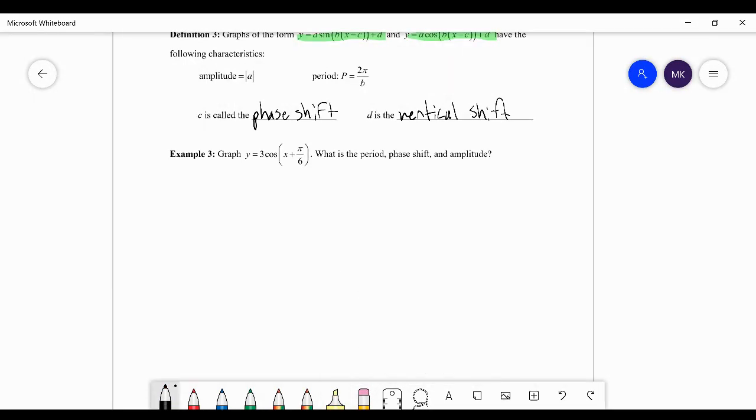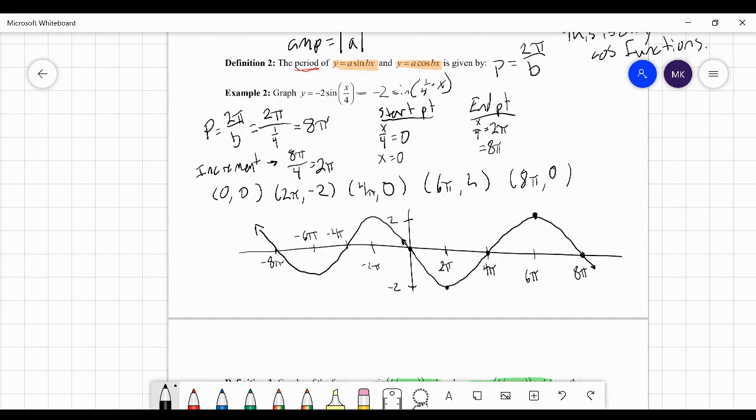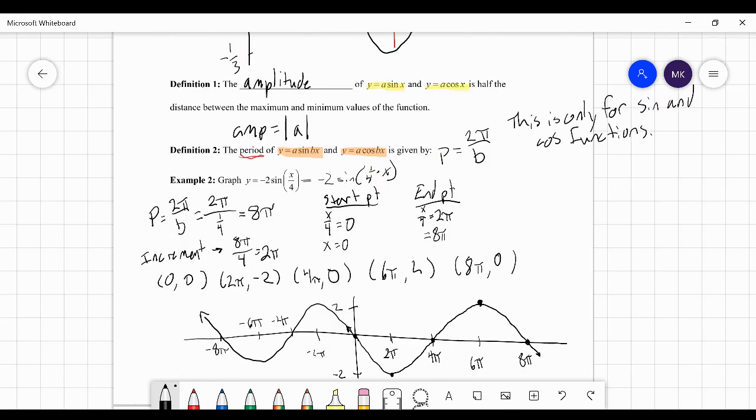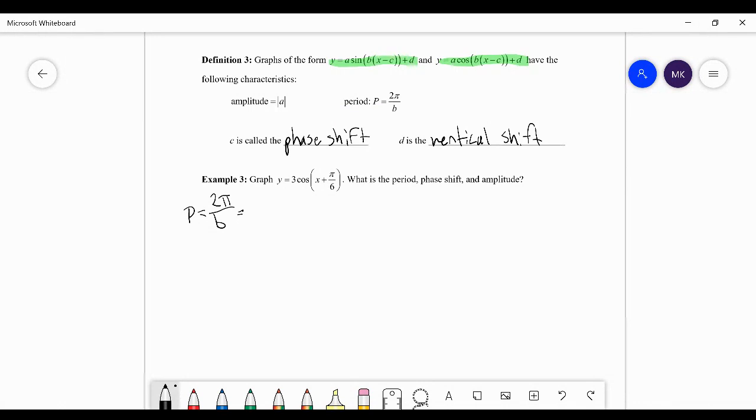So let's look at this. What's our period? Let's identify that first. Our period, well, we know that's 2 pi over b. What's our b value in this problem? Notice we're dealing with cosine, not sine. The last two examples have both been sine. Now we're dealing with cosine. But sine and cosine both have the same period. They both have a period of 2 pi. And so we're able to use p equals 2 pi over b to calculate that.